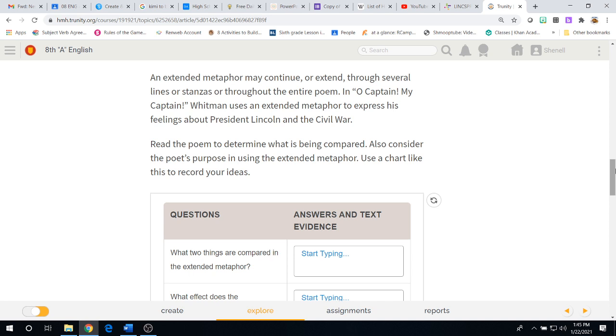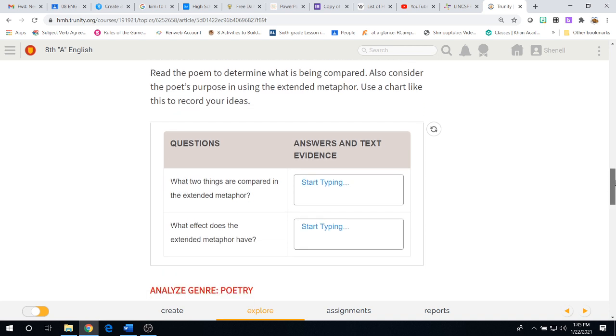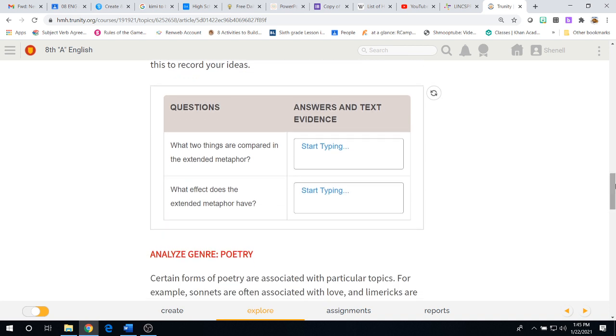In Oh Captain, My Captain, Whitman uses extended metaphor to express his feelings about President Lincoln and the Civil War. Read the poem to determine what is being compared. Also consider the poet's purpose in using the extended metaphor. Use a chart like this to record your ideas. So here's an example. What two things are compared in the extended metaphor, and what effect does the extended metaphor have? And then you write in your evidence here.